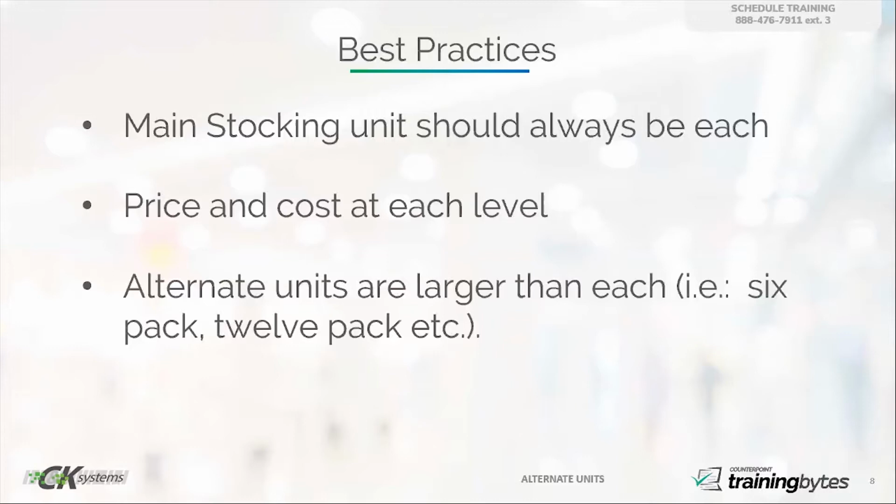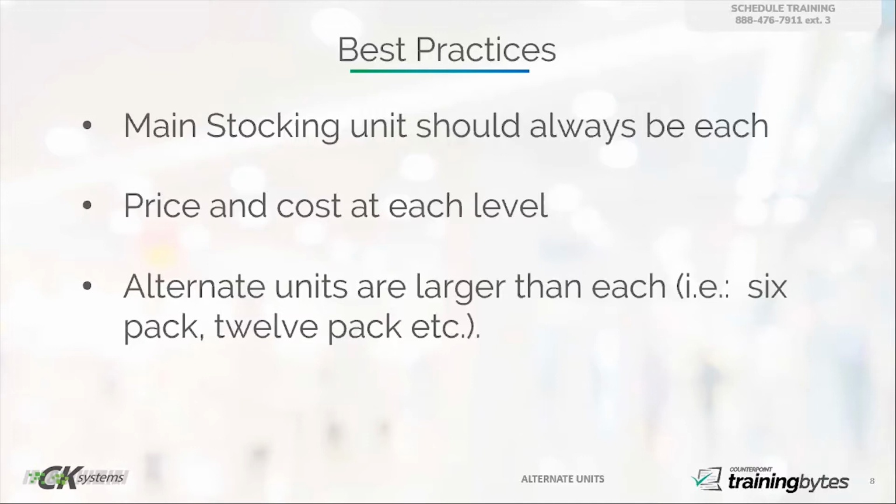So if you have made your main stocking unit a six-pack, and then you make an alternate unit of an each, when you sell that single bottle of water and you go look at your on hand for your six-pack, it's going to be a fraction. So for example, I have one six-pack on hand, I sell a bottle, now I go look at my on hand for my six-pack and it's 0.9 or 0.8. So this gets very confusing, especially when you're doing a physical inventory. So please always make your main stocking unit an each.